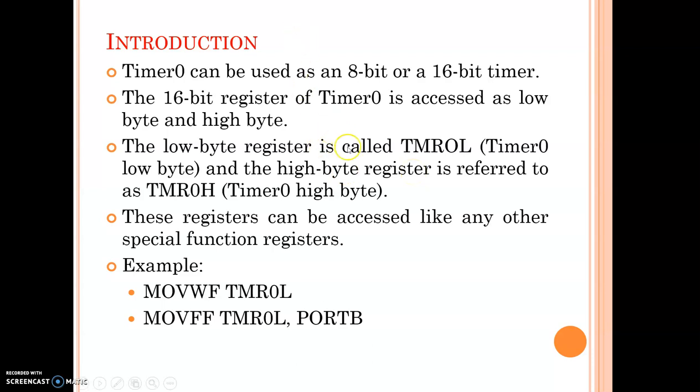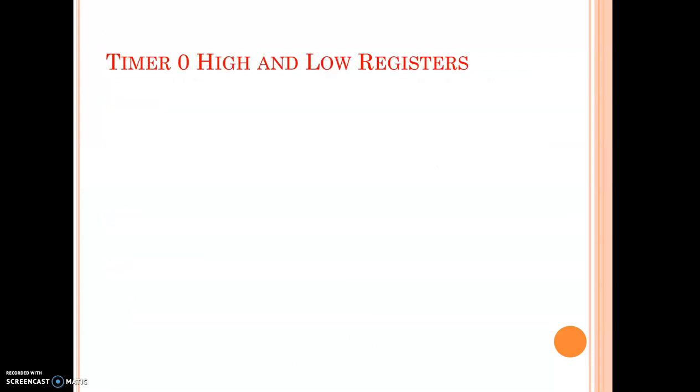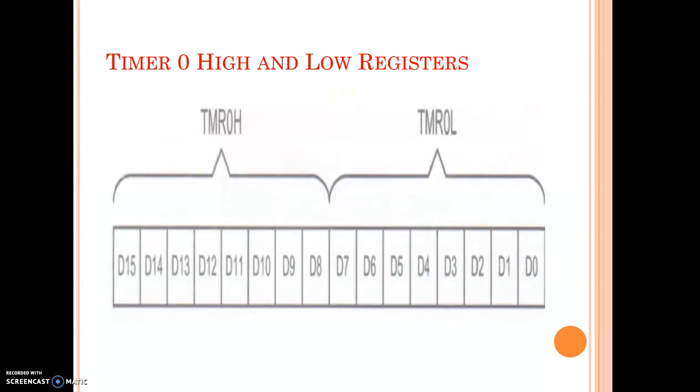So in this particular segment of the video, we have seen how I can load a different value in a timer register by simply using the move instruction. Now the timer 0 high and low byte registers, which we have discussed, look like this. D0 to D7 are associated with timer 0L, that is the low byte of timer 0, and D8 to D15 are associated with the high byte of the timer.